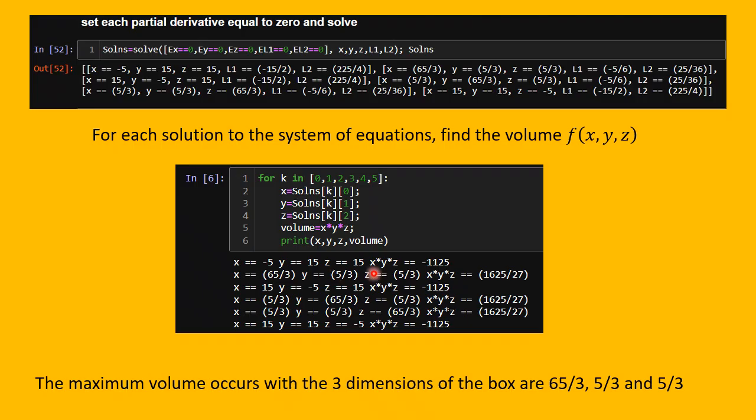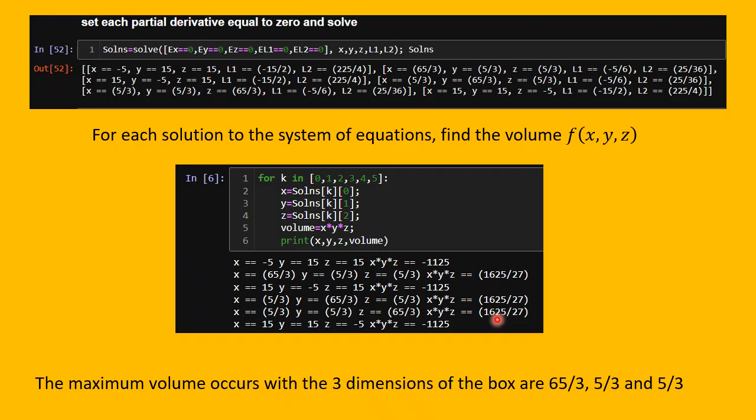The next solution gives us a volume of 1625 over 27. Another negative volume for this one. This one, same number, 1625 over 27. And this last one, the values of x, y, and z turn out to give us a volume of minus 1125.